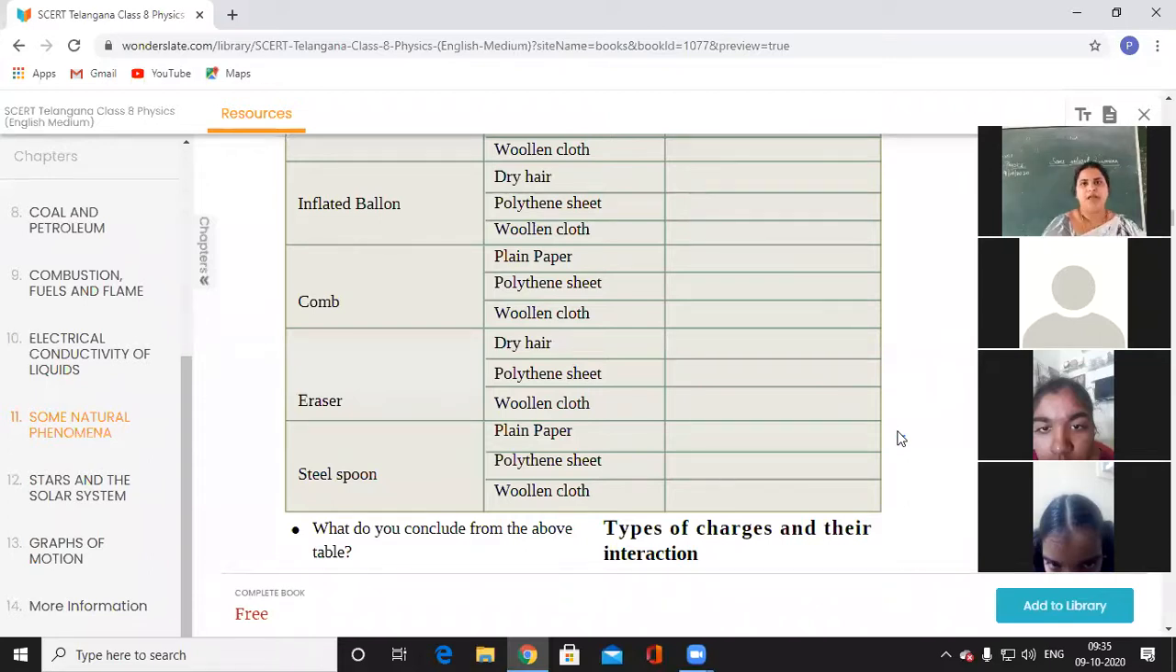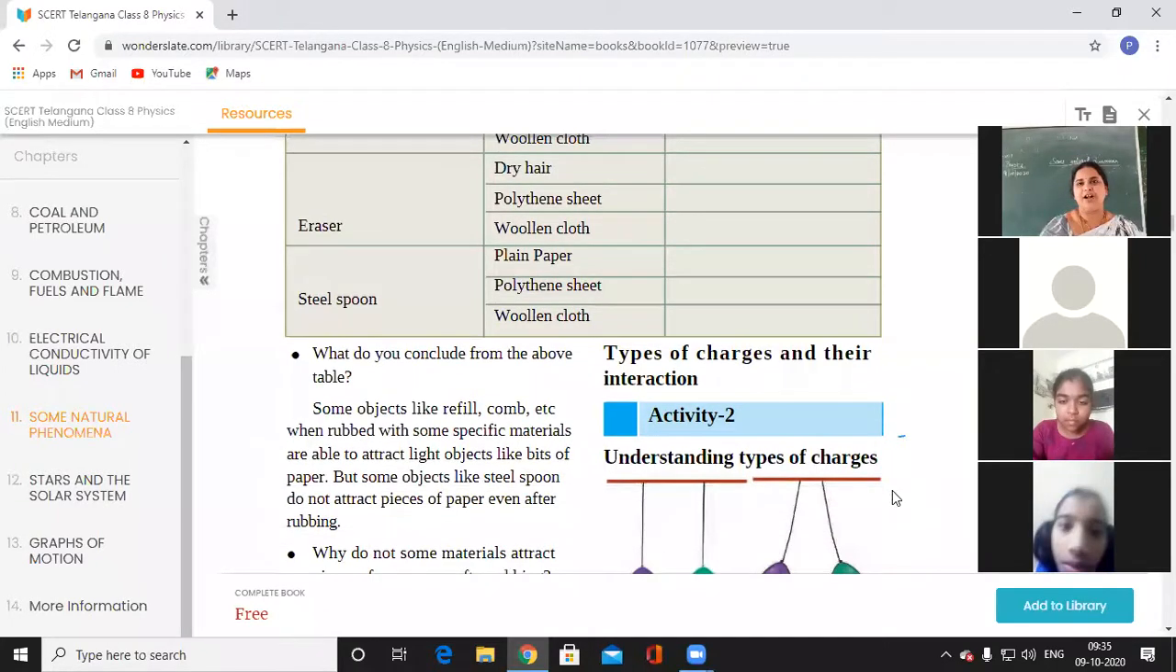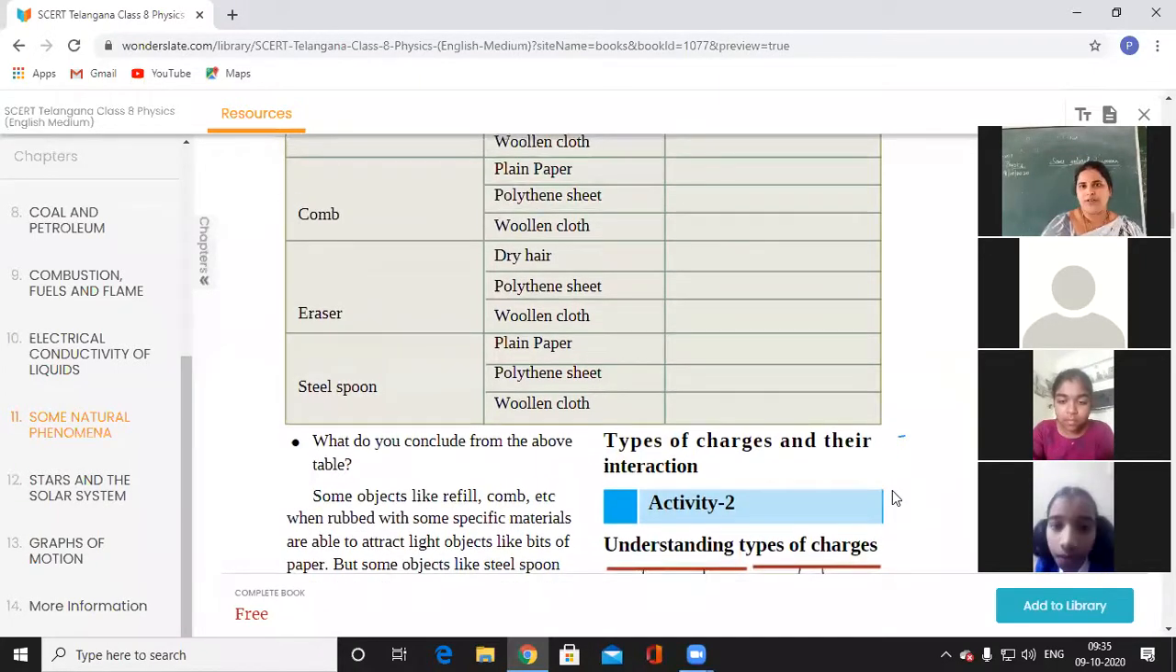Now, after rubbing the eraser with dry hair, does it attract pieces of paper? The answer is no. After rubbing the eraser with polythene sheet, does it attract pieces of paper? No, it doesn't. It does not attract. Next, after rubbing the eraser with woolen cloth, does it attract bits of paper? The answer is no.